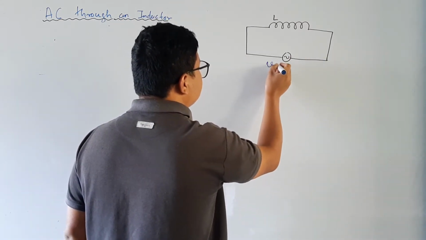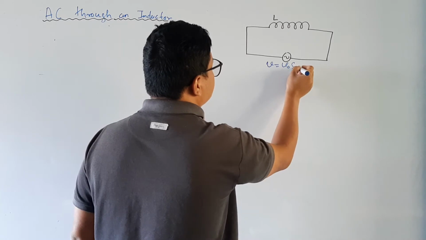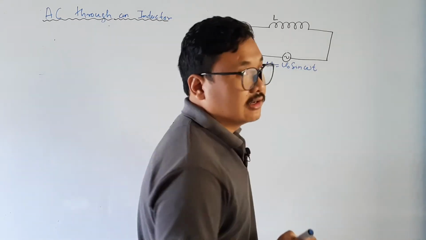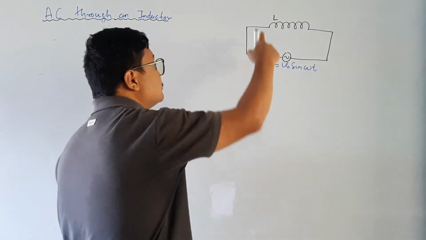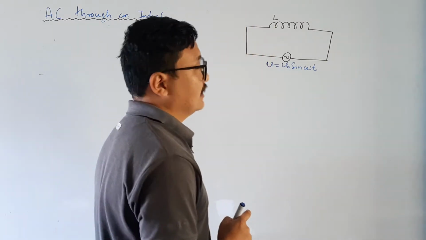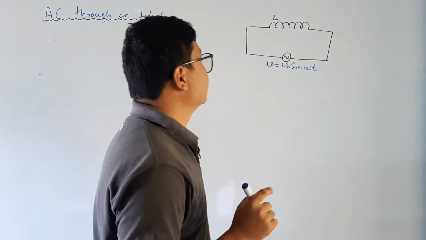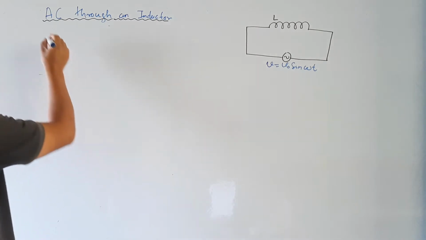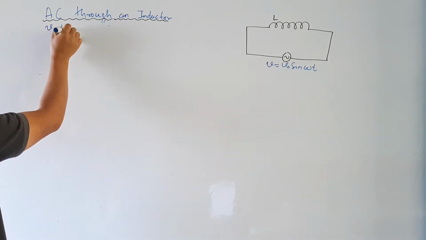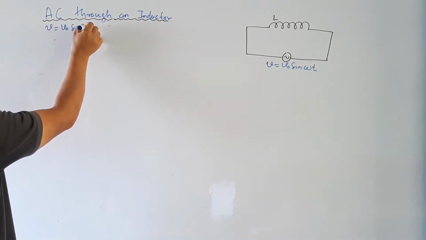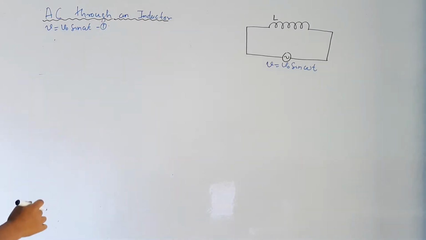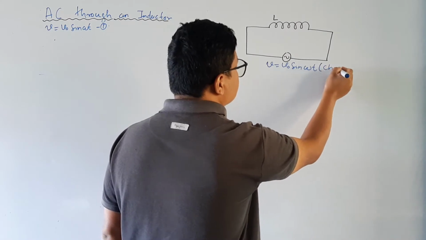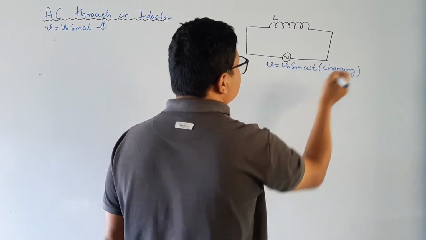So voltage V is equal to V0 sine of omega t, and we have already studied what V0 and omega t are. So this is my inductor L whose resistance is neglected. Now whenever we apply this voltage V equal to V0 sine of omega t, let us say this is equation number 1, what happens is that this is changing. Why is it changing? It is changing because this is AC voltage.